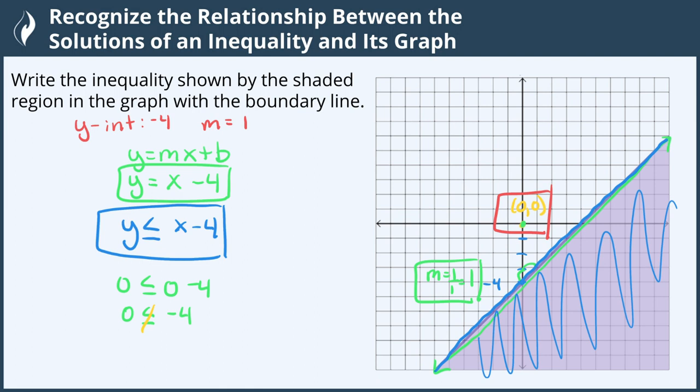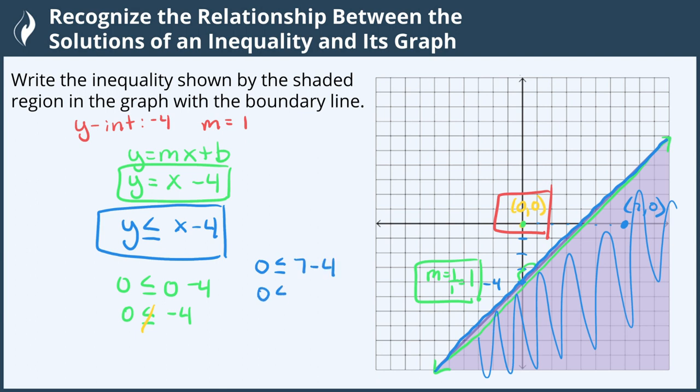If we wanted to do another test point just to verify, let's go find one in the shaded region. How about right here? This is the point 7, 0, counting 1, 2, 3, 4, 5, 6, 7. And let's try that one. We do want this one to make the inequality true because it is in the shaded region. So let's go ahead and plug that in for x and y. So we have 0 is less than or equal to 7 minus 4.